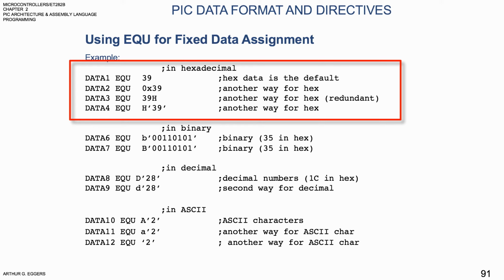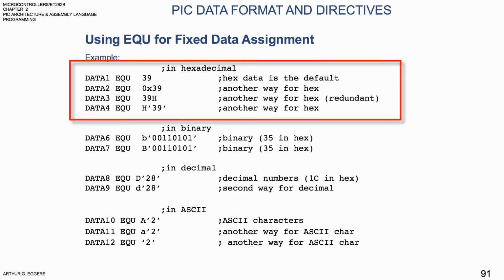You can see that we've got, in given hex values first, data1. So we have data1 EQU 39. The hex data is the default. Data2 EQU 0x39, another way for the hex. Data3 EQU 39H, another way for the hex. It's redundant. Data4 EQU H'39'.